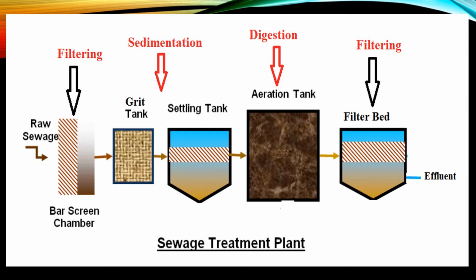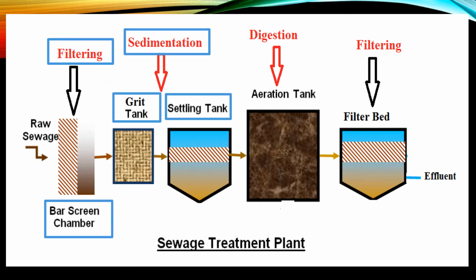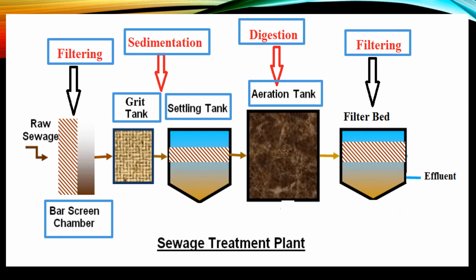Dear students, the sewage treatment process includes 4 basic steps. That is filtering, sedimentation, digestion, and filtering at the end. Raw sewage is passed through a bar screen first for the purpose of filtration. Then to grit tank and settling tank where sedimentation takes place. This water is further moved to aeration tank where digestion takes place, and now water is further purified using filter bed. Do you understand these 4 steps? Let's discuss this process in detail.